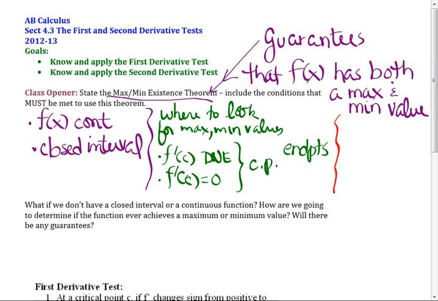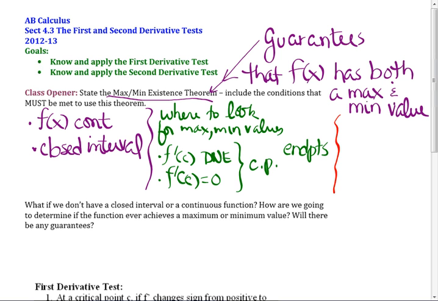No, the critical points occur with a function, whatever function it is 0. So it could be the first derivative, could be the second derivative, could be the third derivative, could be the function. Those are called critical points, where the function is 0.